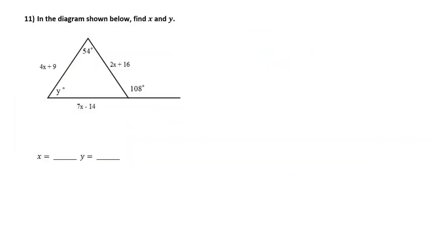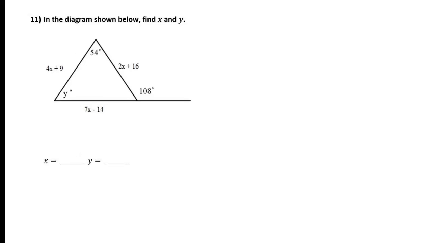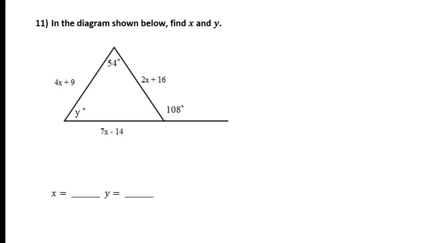Number 11, in the diagram below, find x and y. Where is x in the picture? Sides, right here, here, and here. We do not have a rule about what the sides of a triangle add up to. Triangles can be really tiny. Triangles can be enormous. There's no rule about what the sides add up to.